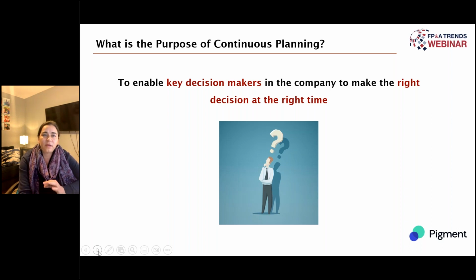Our ultimate goal of all of this is to provide key decision makers across our companies with actionable information that allows them to make the right decision at the right time. There are a few key elements in this phrase that I really want to hone in on. First, the ultimate customers of this work are key decision makers. So any insights that you generate should be geared towards that customer and what decisions they need to make.